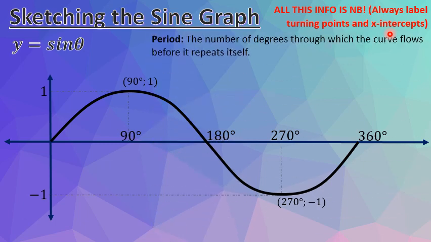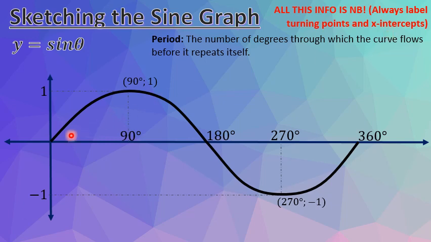Now, let's discuss a new word called the period. The period is the number of degrees through which the curve flows before it repeats itself. Say it to yourself 10 times over. The number of degrees through which the curve flows before it repeats itself.